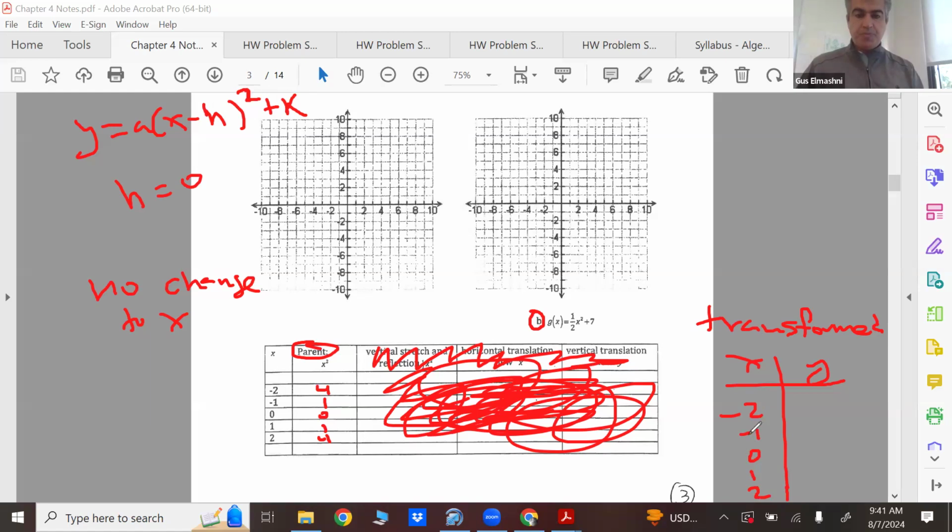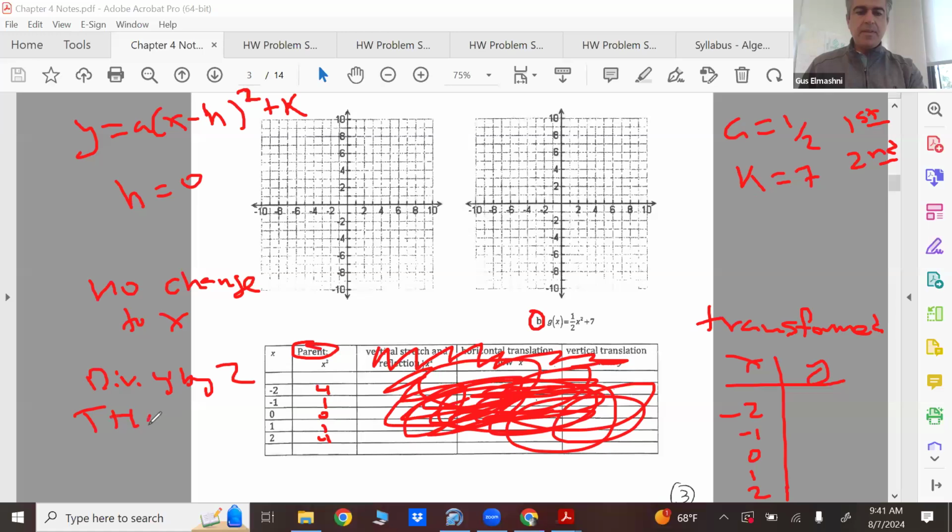Okay. A is 1/2. K is 7. But remember, you do this first. You do this second, right? Because you always multiply before adding or subtracting. So you have to multiply Y by half. Or I'm just going to say this, divide Y by 2. That's really what you're doing.